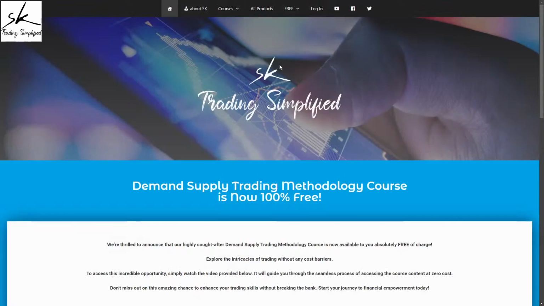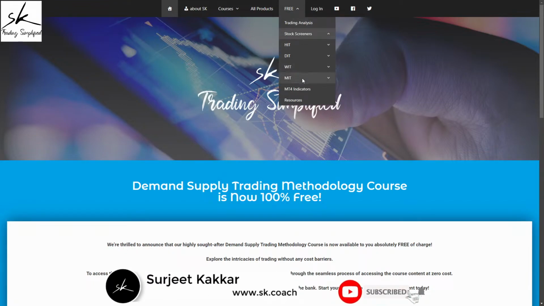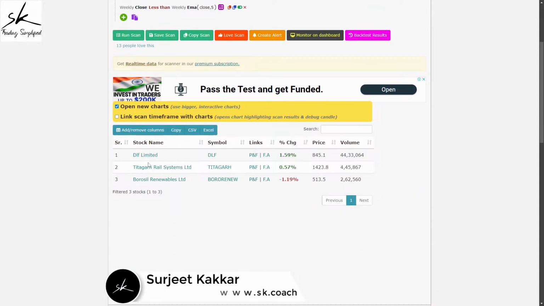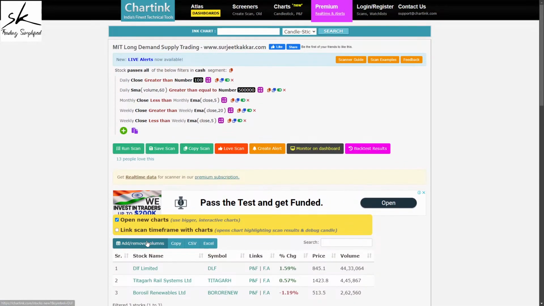So like I was saying, once you go to our website, under the free tab, you have the stock screener option. Because I opted, I want to plan MIT trades, I can run the long scan and the short scan. So here you can see the long scan is shortlisting 3 symbols for me. So like I already said, just because the long scan is giving me these three symbols does not mean I can blindly buy these three, right?